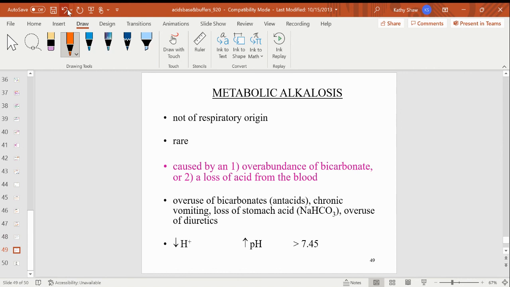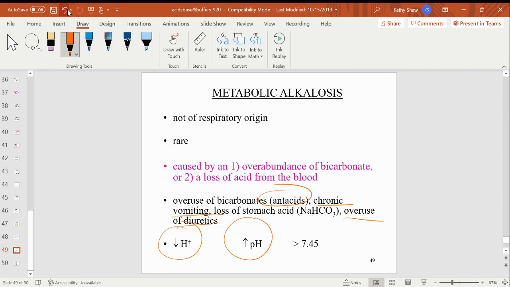Metabolic alkalosis, it's actually pretty rare. Typically an overabundance of bicarbonates. That's why I use the Tums example, the antacid. Chronic vomiting, for whatever reason, can cause it because you're losing your stomach acid. So a patient having a lot of issues, like chemo patients or anything with nausea, vomiting, they're at risk of it. Overuse of diuretics can be another reason. Again, go back to your equation. When you hit all this later in the curriculum, don't memorize this up-down thing.